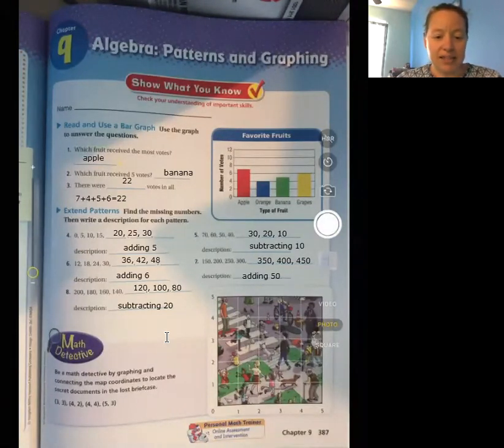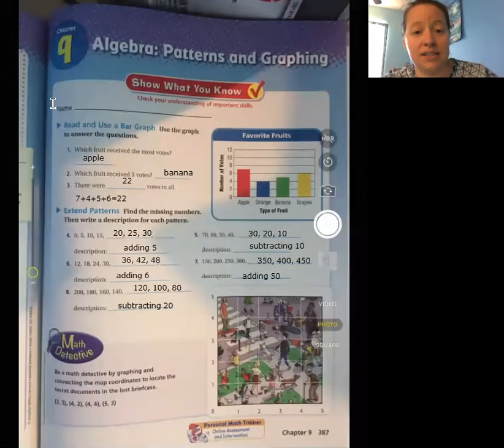Be a math detective by graphing and connecting the map coordinates to locate the secret documents in the lost briefcase. X always goes first, then Y. So let me get a stamp. I'm going to do stars for our points. So our first point is at 3, 3. So we go down here and we see, oh, there's a 3. Then we go here and we see here's a 3. And then we see where those two lines cross each other, right there.